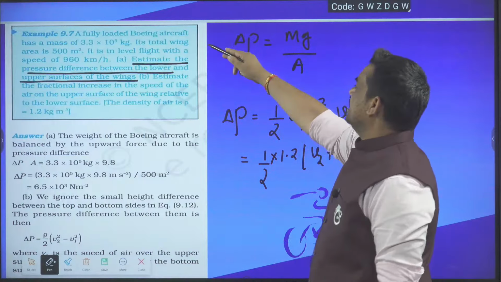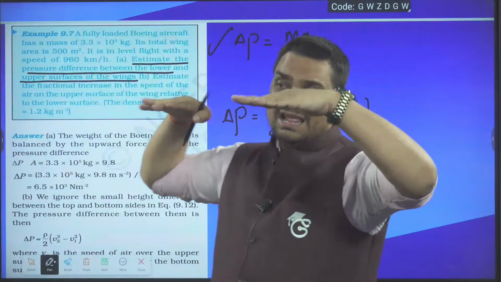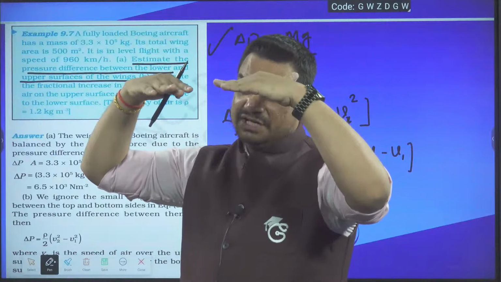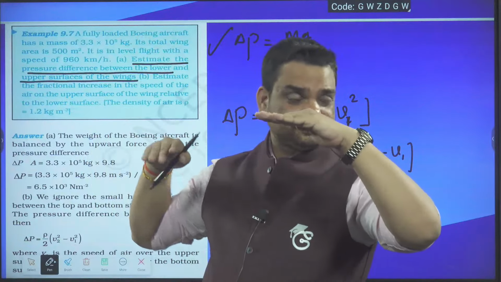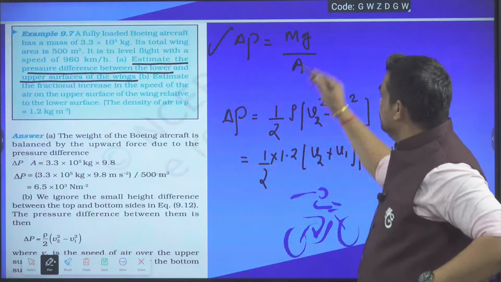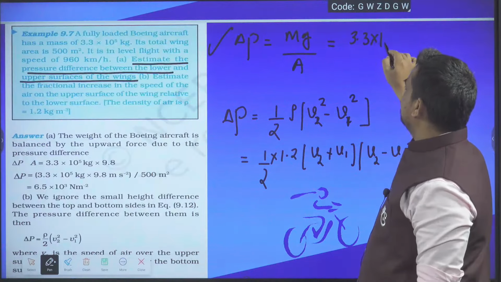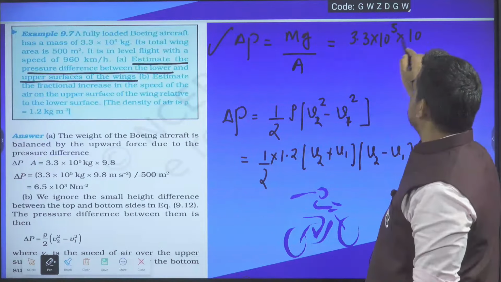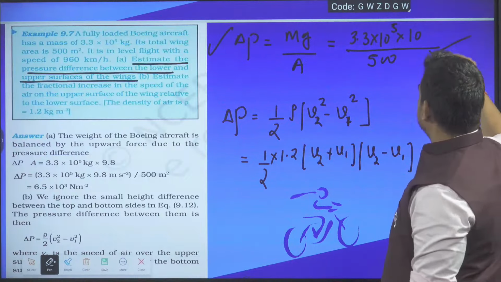So first of all, you have to calculate the delta P. They are saying it is in level flight, which means it is not going up or down. Stationary means whatever pressure difference is there, that should be balancing the weight only. So mg by A: m is 3.3 into 10 power 5, g is 10, area is 500. This is the delta P first of all.